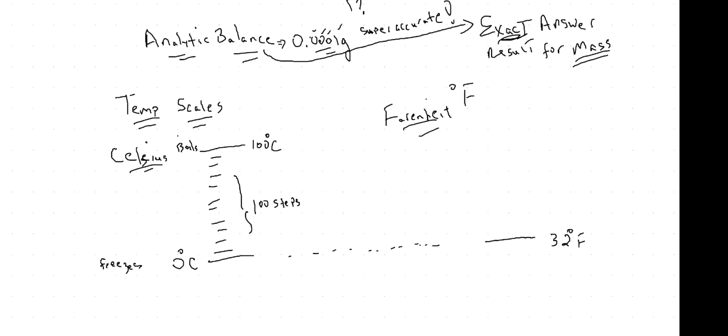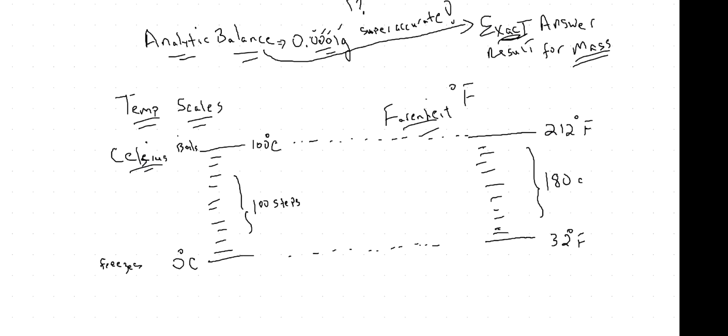To be exactly equal here, I'm going to draw a dotted line across. What temperature does water boil at in Fahrenheit? It turns out it boils at 212 degrees Fahrenheit. If we count the number of steps between freezing and boiling on the Fahrenheit scale, we would count 180 steps. I call them steps, they're really degrees, so I'll put that in quotes.